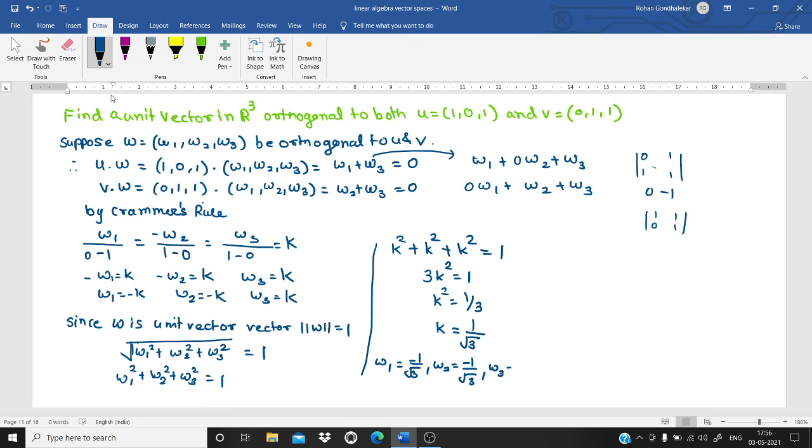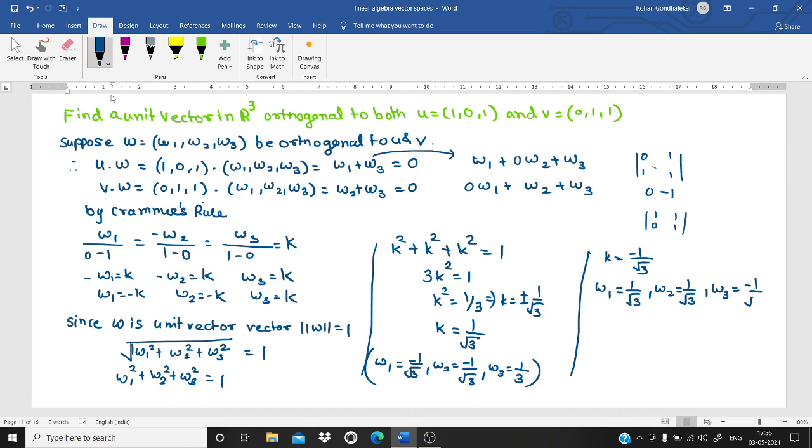And w3 will be 1 by root 3. So this implies k is equal to plus or minus 1 by root 3. When I consider k as a positive root, we get this. Now we consider the negative root also, as k is a constant, so it may be minus 1 upon root 3. In that case, your w1 will be 1 upon root 3, w2 will be 1 upon root 3, and w3 will be minus 1 upon root 3.